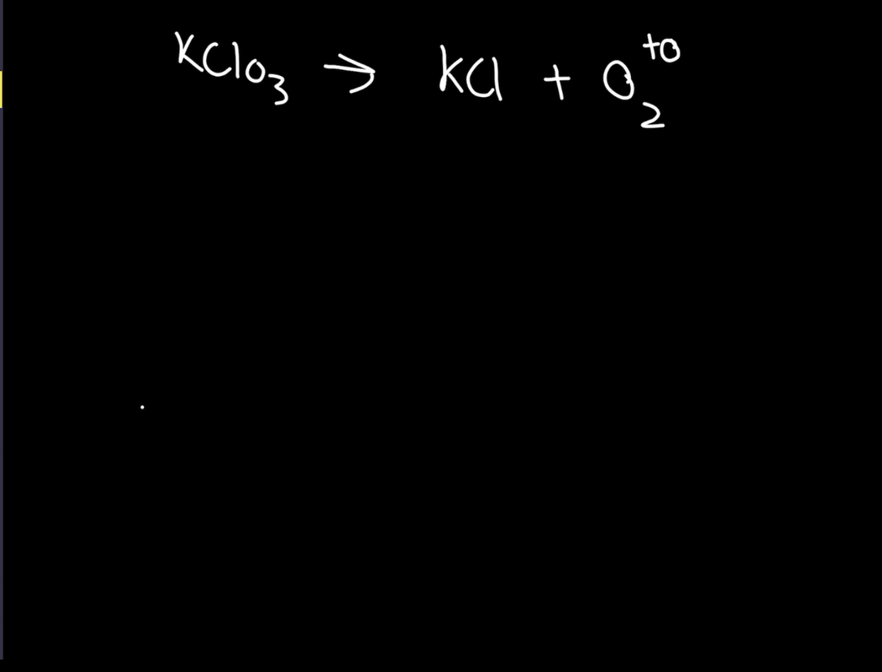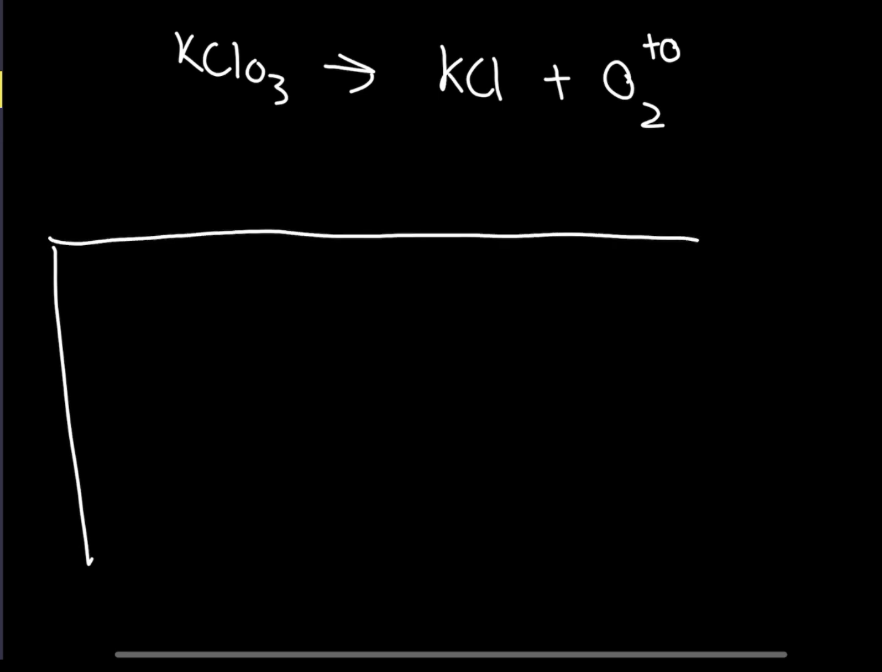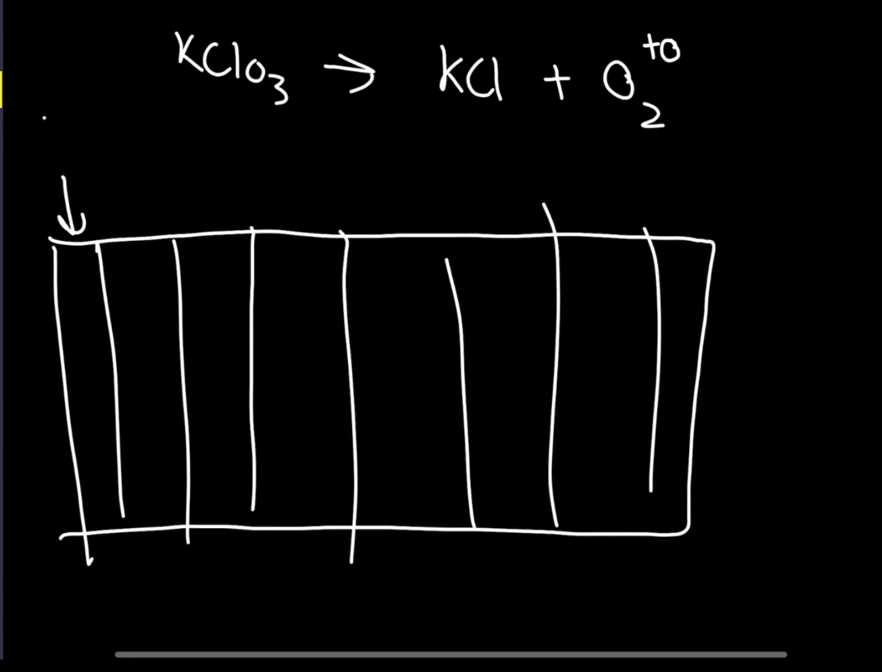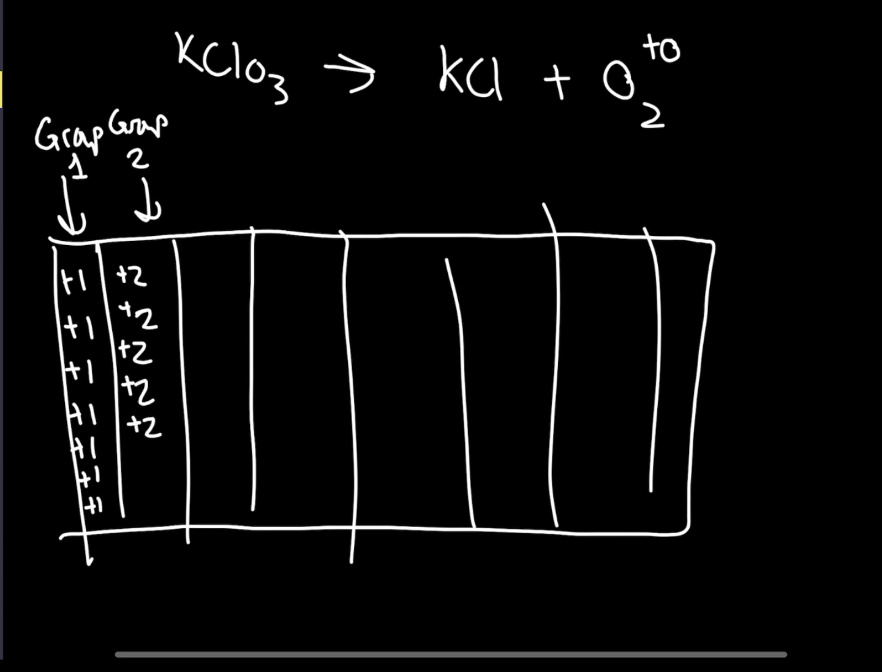Now here are a couple of rules, and from the periodic table, this might be pretty self-explanatory. I'm not going to draw out the whole thing, but let's just say this is group 1 and this is group 2. Group 1 elements, all of them form +1 charges. Doesn't matter which group 1 element it is, all of them form +1 oxidation states. Group 2 elements like to form +2 oxidation states.